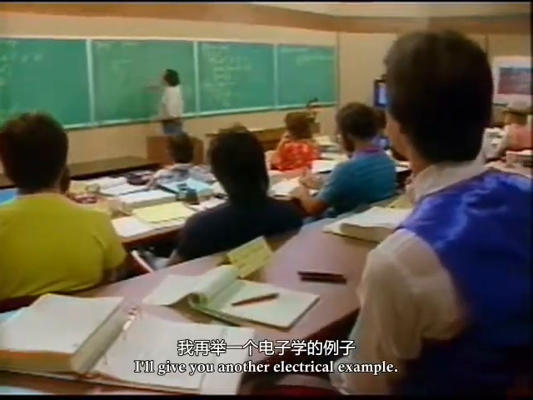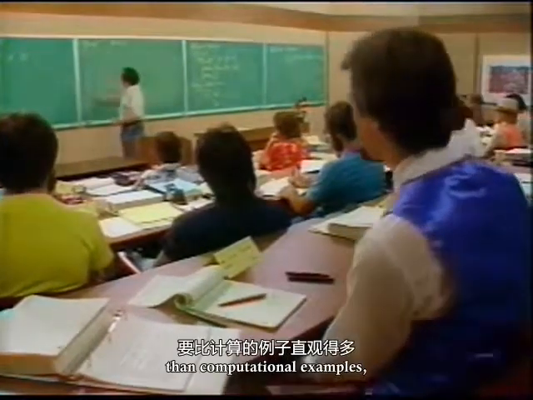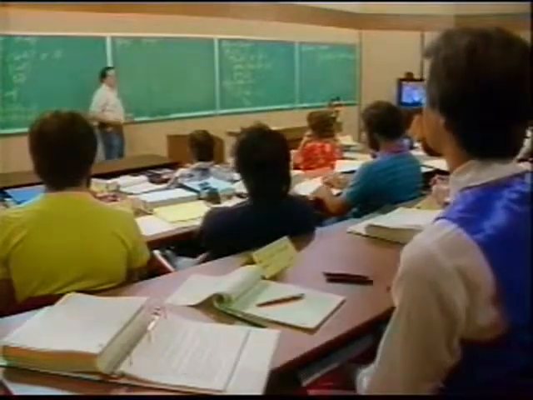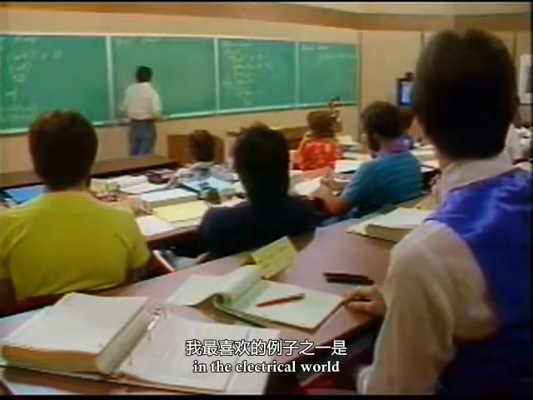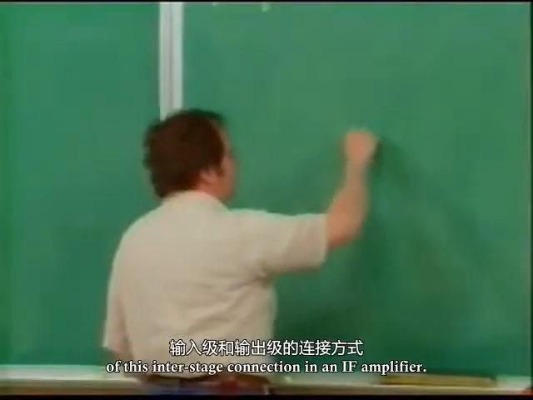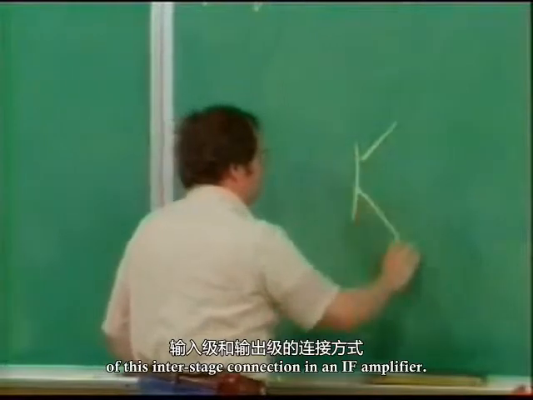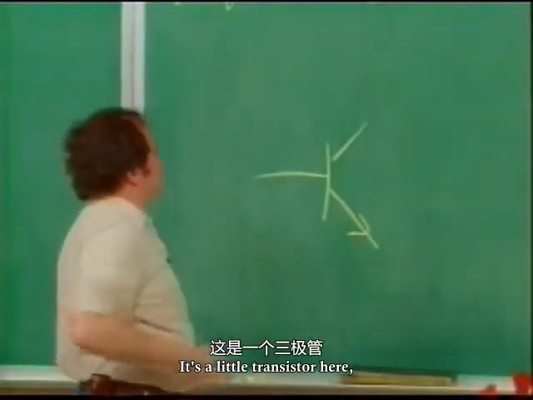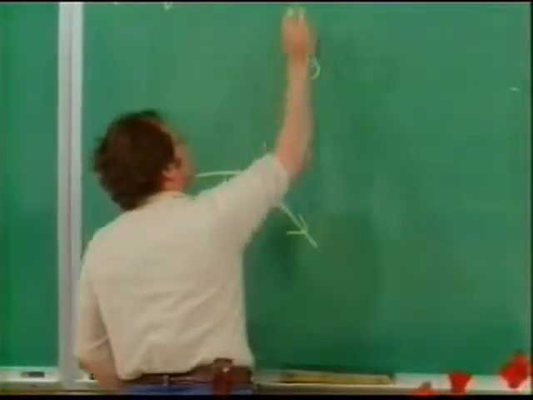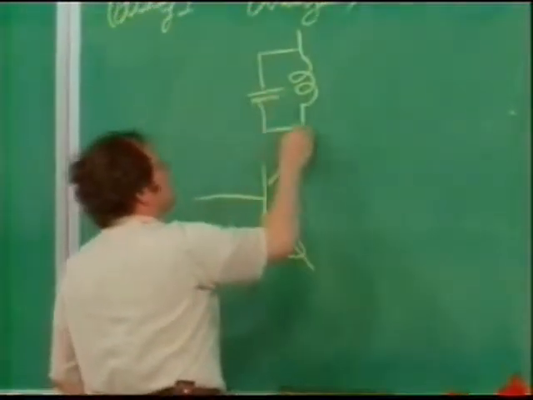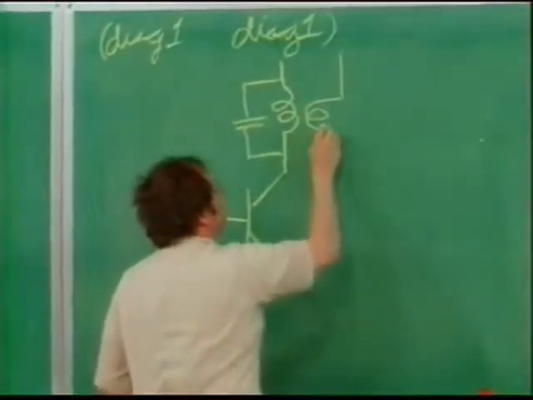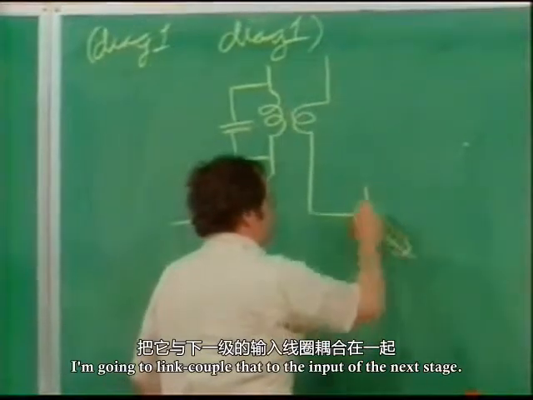I'll give you another electrical example. Electrical examples are so much clearer than computational examples, because computational examples require a certain degree of complexity to explain them. But one of my favorite examples in the electrical world is how would I ever come up with the output stage of this interstage connection in an IF amplifier. Got some little transistor here, and let's see. Well, I'm going to have a tank, and I'm going to hook this up to, say, I'm going to link couple that to the input of the next stage.